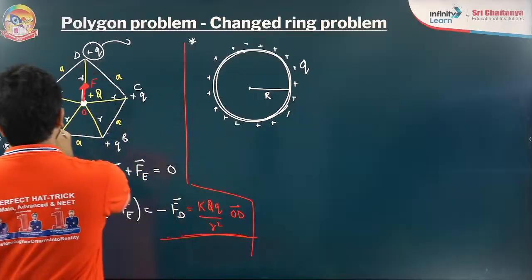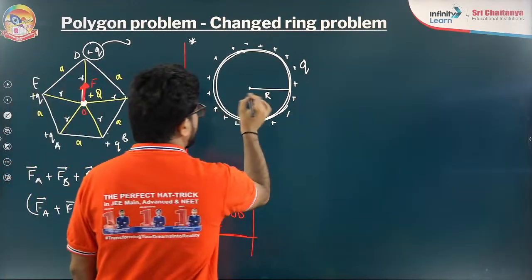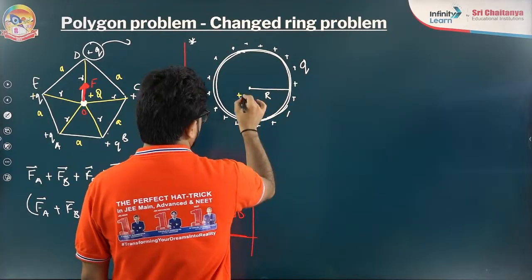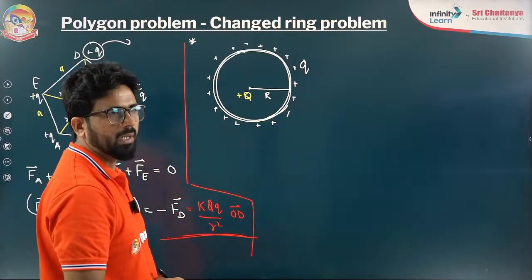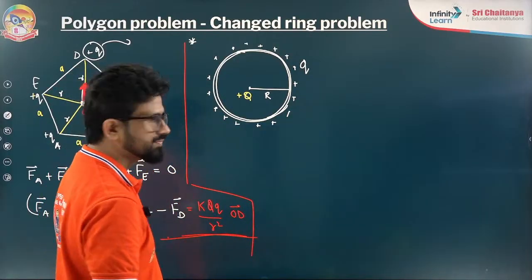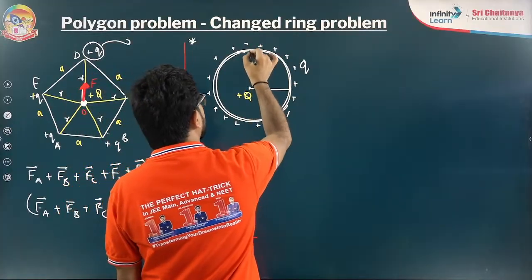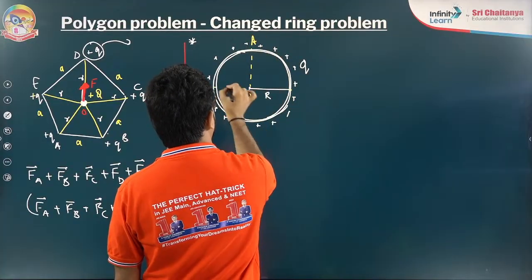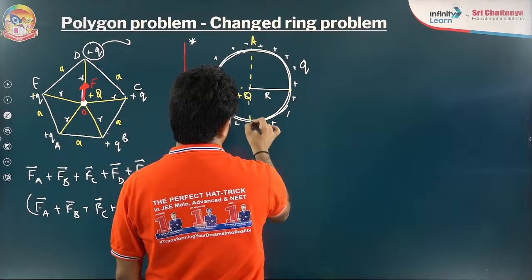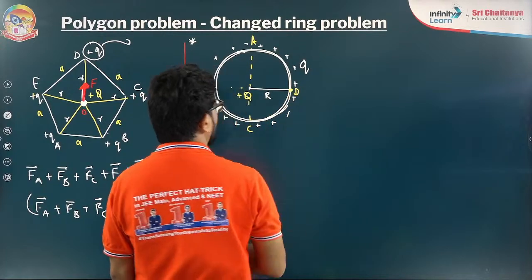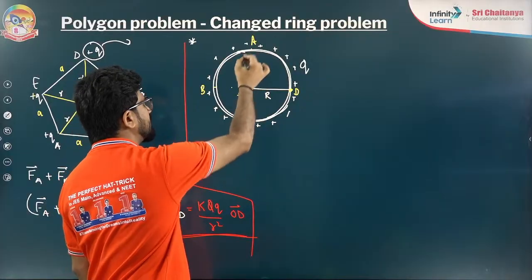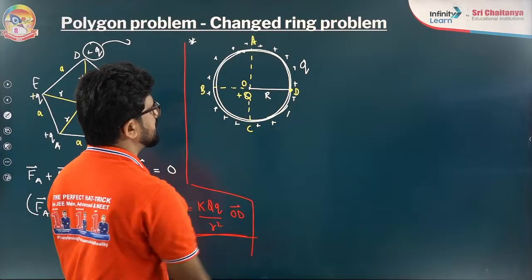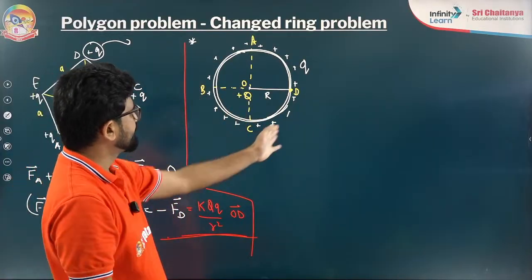And at the center I am placing one point charge, plus capital Q. At the center I am placing a capital Q charge. Okay, and one small portion from here to here. This is A, this is B, this is C, and this is D. These are all quadrants of this ring, you can see it. A, B, C, D.